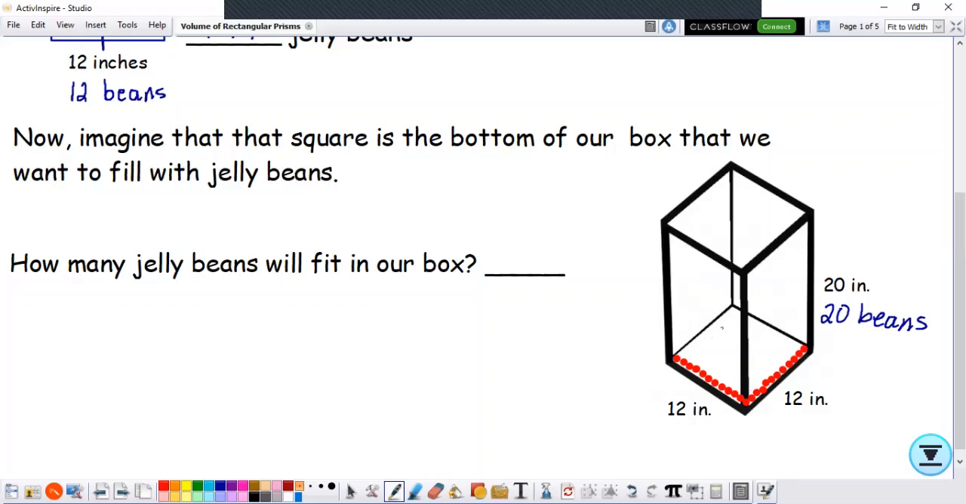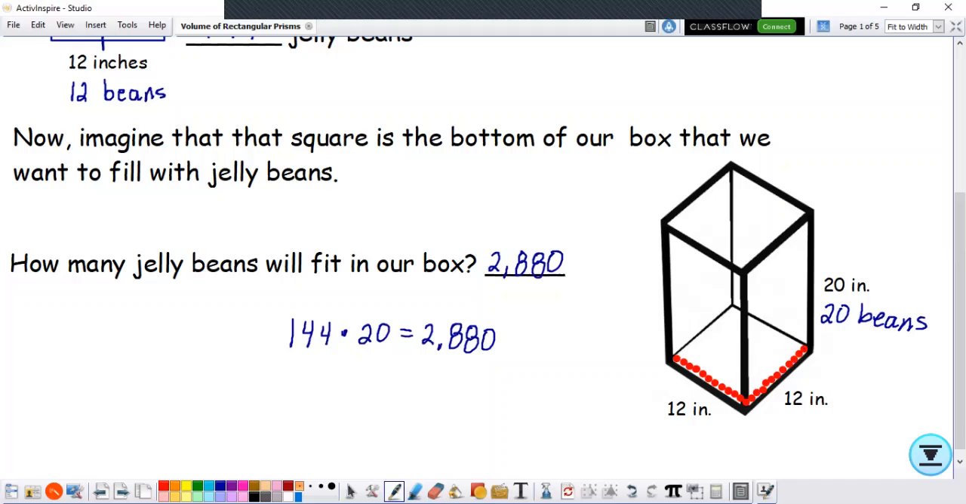So I know I'm going to have one layer, that's 144 jelly beans, and I'm going to have another 20 layers of jelly beans. So 144 times 20 will give me 2,880. So that means that there are 2,880 jelly beans that would fit in this box as long as each layer had 144 jelly beans.